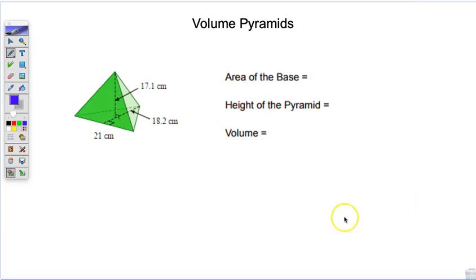Moving on to the second example. Once again, identify the area of the base. So if I look at the base, and I'm just going to kind of draw it right here and outline it, it looks like the very bottom here is in the shape of a triangle. So this is called a triangular pyramid.